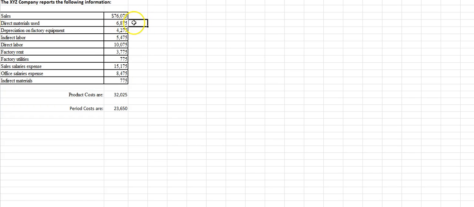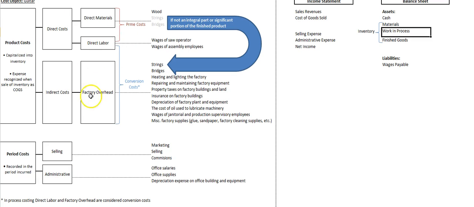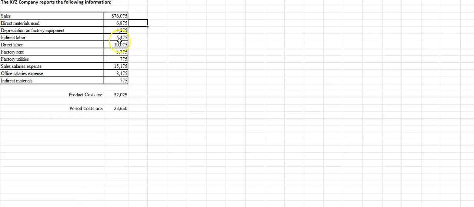If you want, you could put this on pause and go back and print this chart out, because this will give you the answers to all these questions. As you can see, direct materials is indeed a product cost. So we would include that one as part of a product cost. Depreciation on factory equipment. Okay, so this one could be a little bit tricky. Depreciation, if it's on factory equipment, is absolutely a product cost. It is a part of factory overhead.